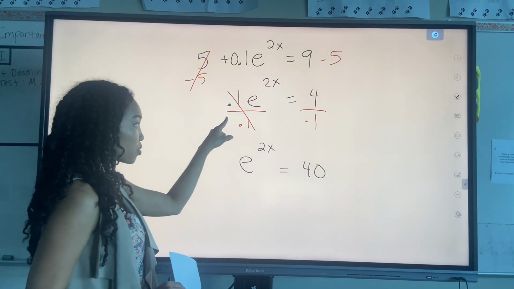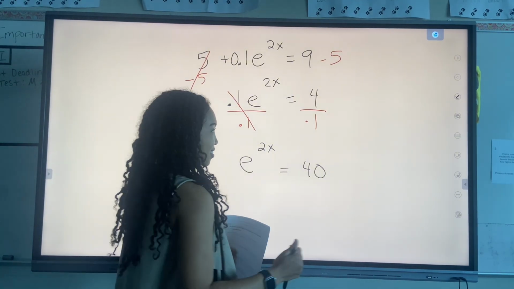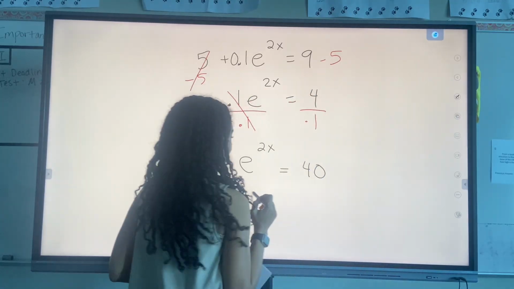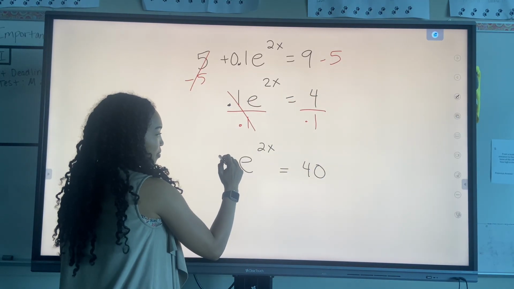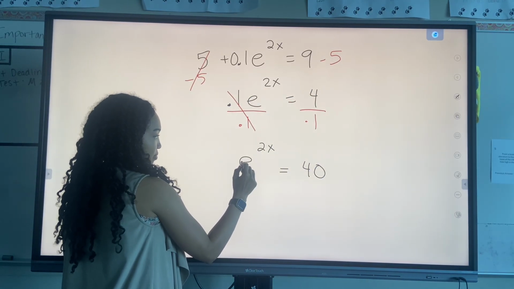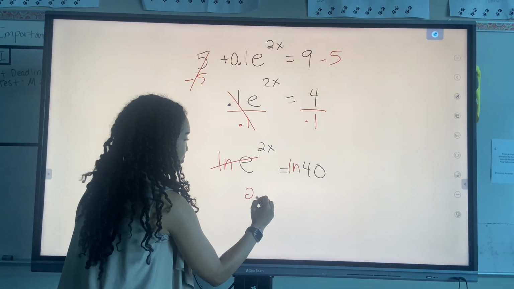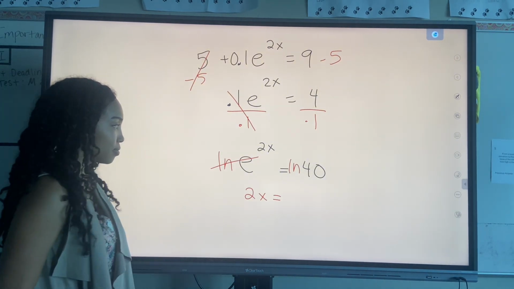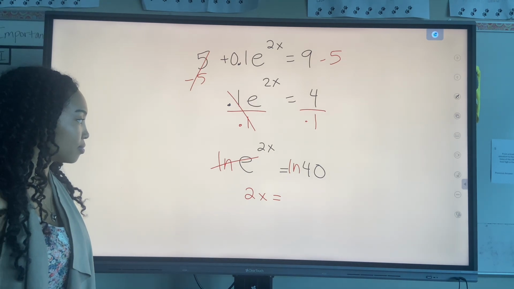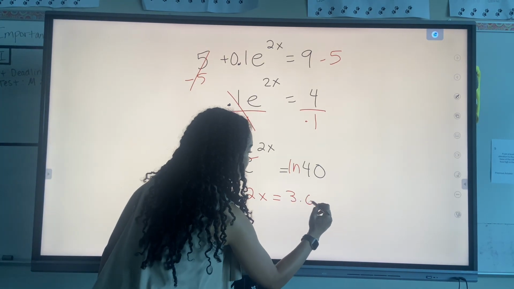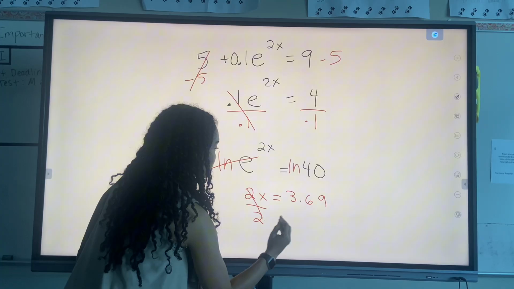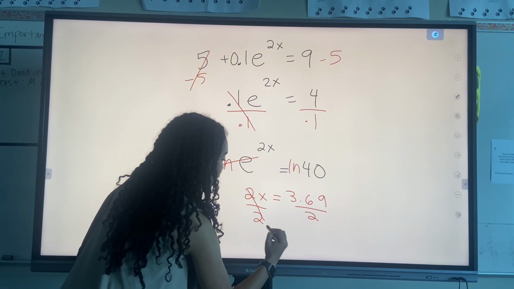Okay, so that was the part we were stuck on. Do you know what to do after this? And then you have to cancel out the e, right? So you have to do natural log before. Exactly. It's 3.69. And then you divide by 2. Mm-hmm. And that would be the answer.